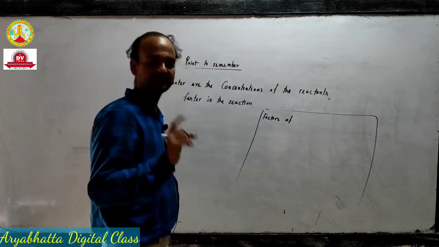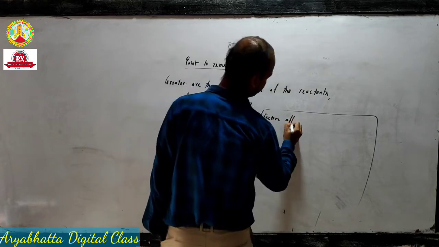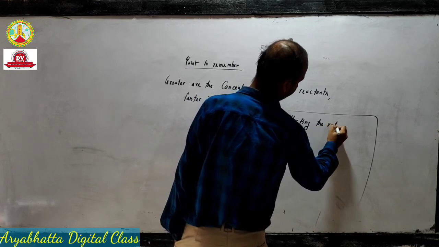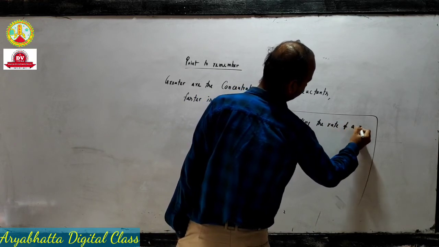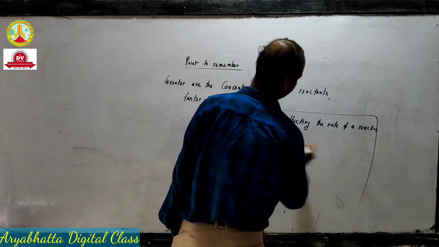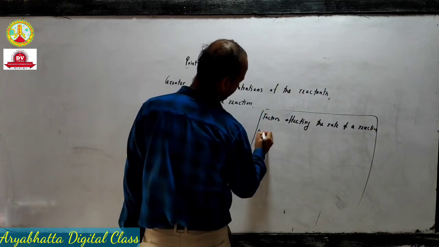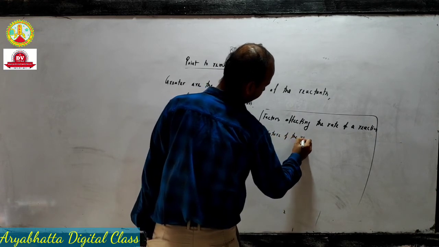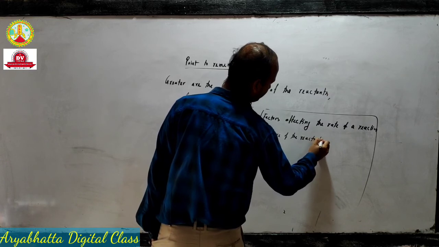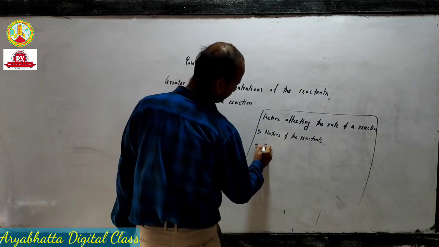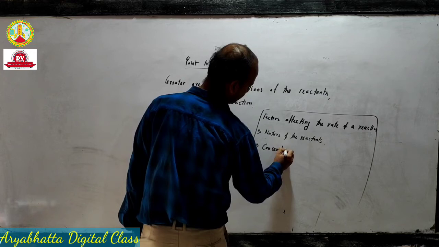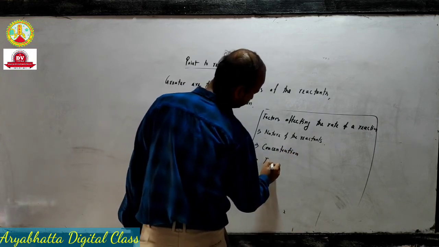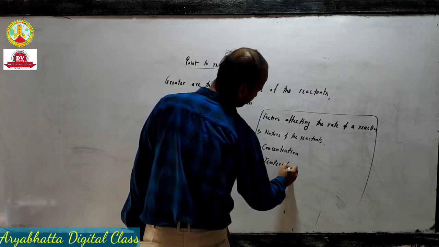I have already told you in my first class, तुम लोग को मैंने सिखाया था, the factors affecting the rate of a reaction. Number one was the nature of the reactants. This is the first factor. Number two is concentration. Next, temperature. These are the factors.